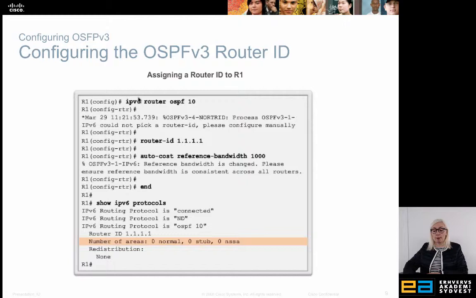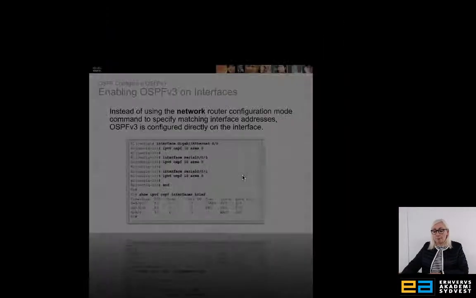So then we go to ipv6 router ospf 10. Still here, the process ID. Then we set the router ID. We could set the auto-cost reference bandwidth to 1000, for instance, so it will divide every bandwidth by 1000 instead. Then we will be able to see the difference between Fast Ethernet, Gigabit, and 10 Gigabit Ethernet. Then again, it will remind us that we need to do it on all the routers that are connected in the same OSPF domain.